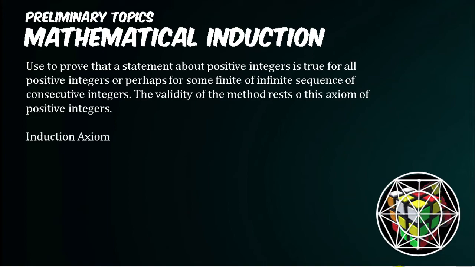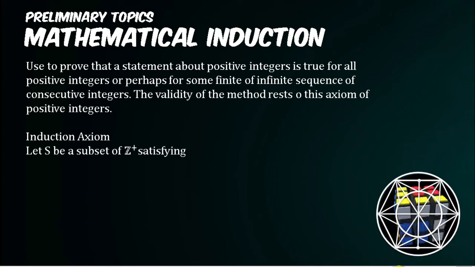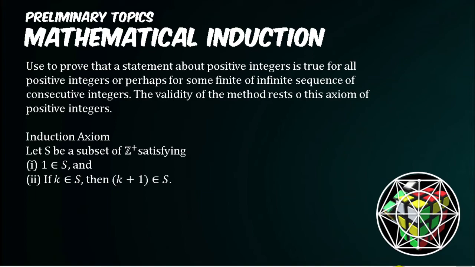You would understand this using the following induction axiom. The induction axiom helps us do mathematical induction. We start with S being a subset of the set of positive integers, satisfying, number one, that 1 is an element of S, and if k is an element of S, then k plus 1 is also an element of S. Then the two sets, S and the set of positive integers, are the same.